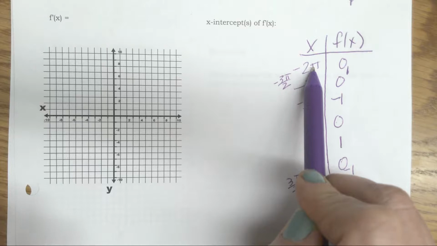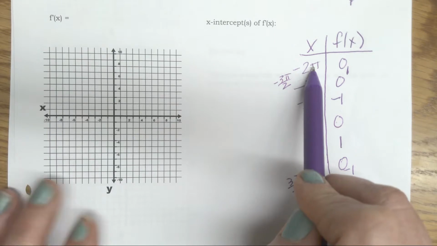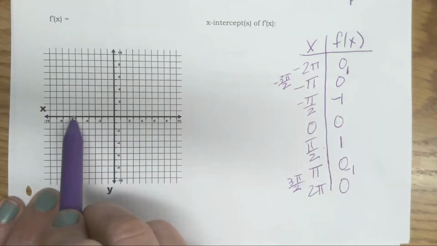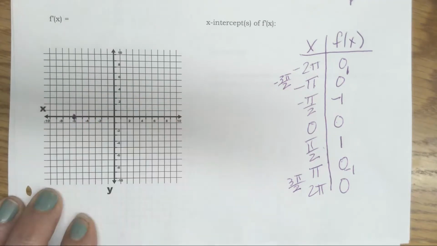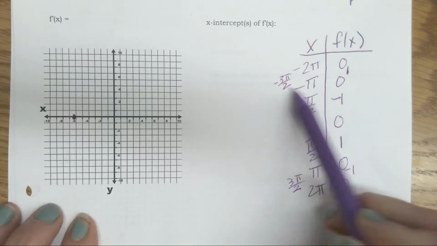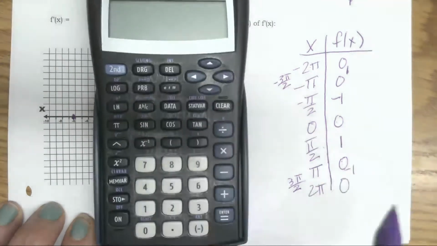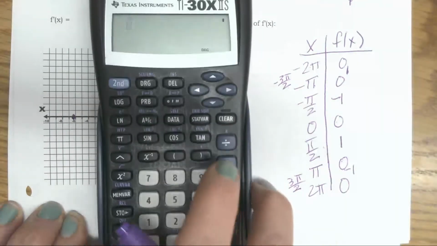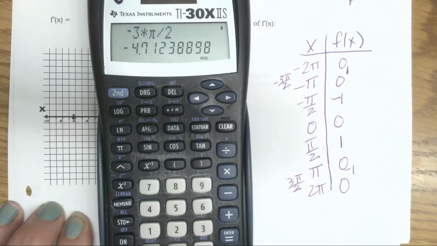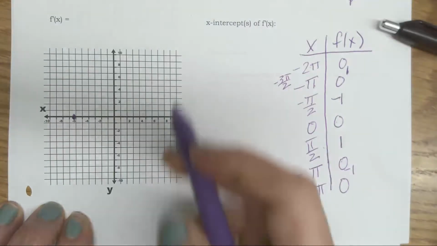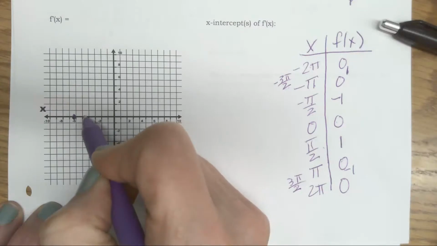So, negative 2 pi is about negative 6.28-ish, right? Because 3.14 times 2, make it negative. So I'm going to go negative, a little more than negative 6 is 0. But what's negative 3 pi over 2? I'm going to take my calculator for that one. So that is negative 3 times pi divided by 2. About negative 4.7. So I'm going to approximate that. Negative 4.7 is 1.